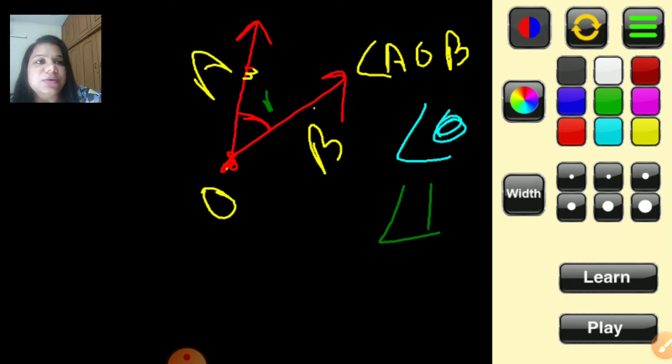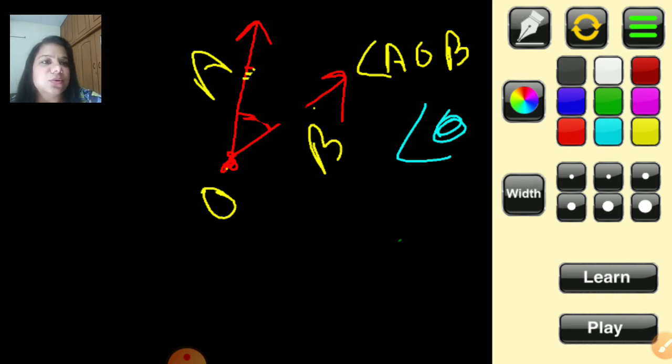We can take any other name also here in place of 1. If I take a small x here, I can write it as angle x. So this can be written as angle x also.